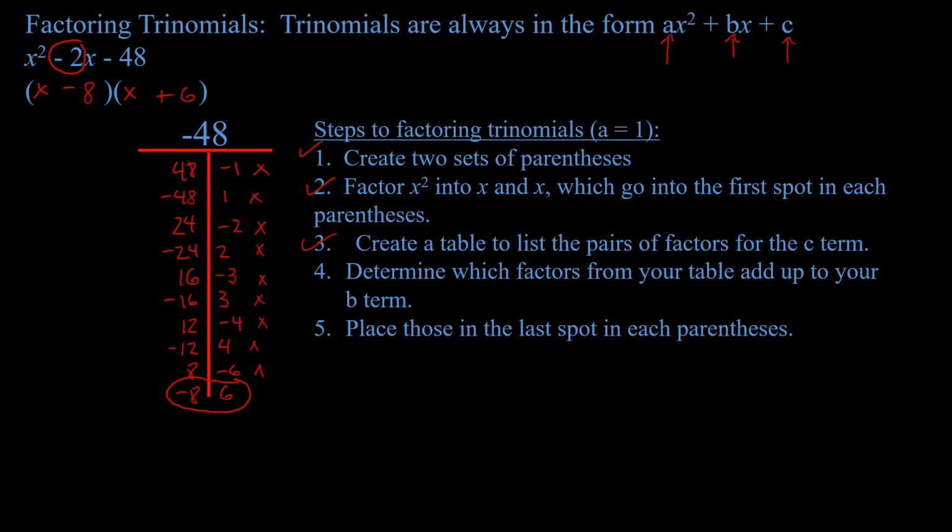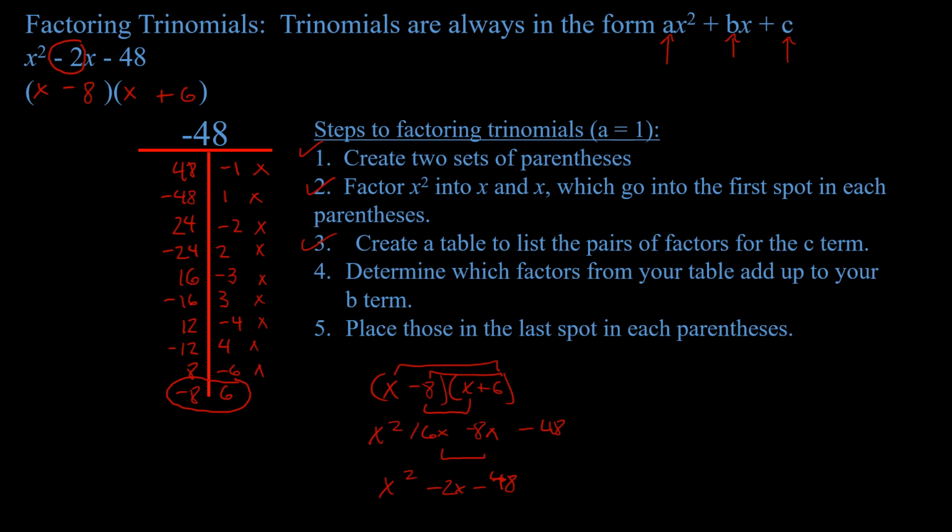Now to check our work, just to make sure we're right, we can FOIL this. So we have x minus 8, and we have x plus 6. So first, x times x is x squared. Outer, we get x times 6, which is 6x. Inner, we get negative 8 times x, which is negative 8x. And last, we have negative 8 times 6, which is negative 48. Combine like terms, we get x squared minus 2x minus 48.